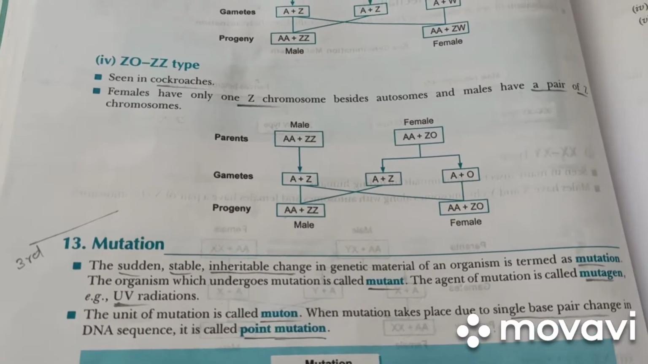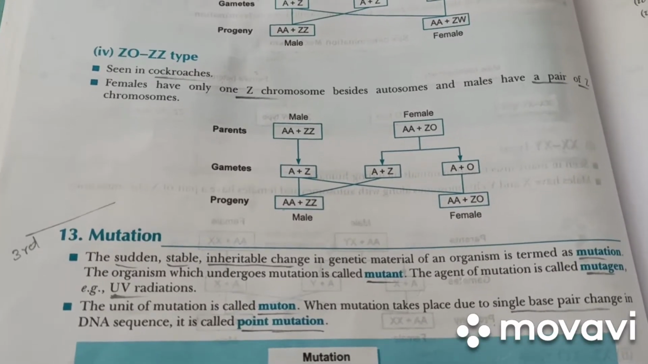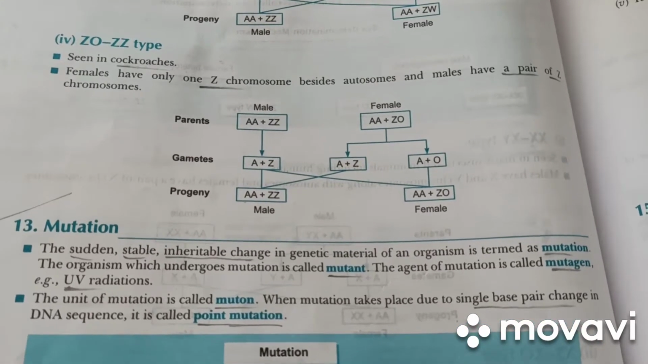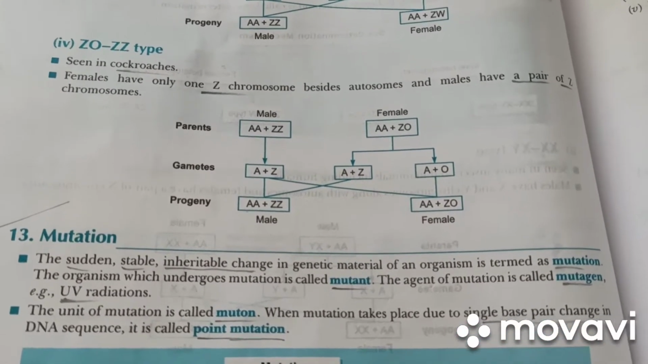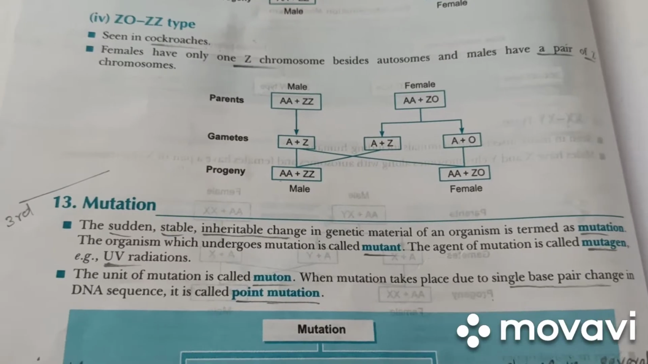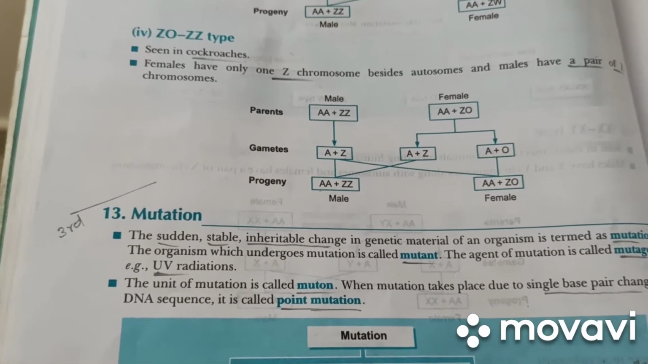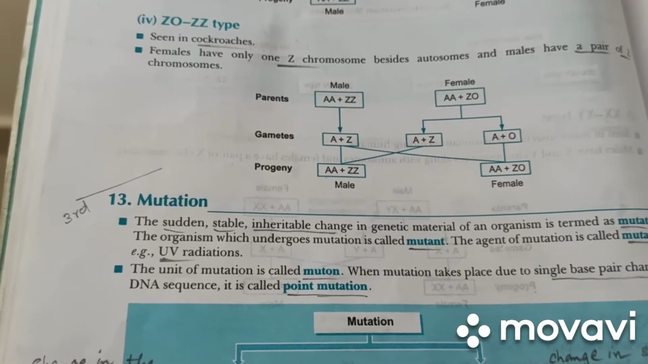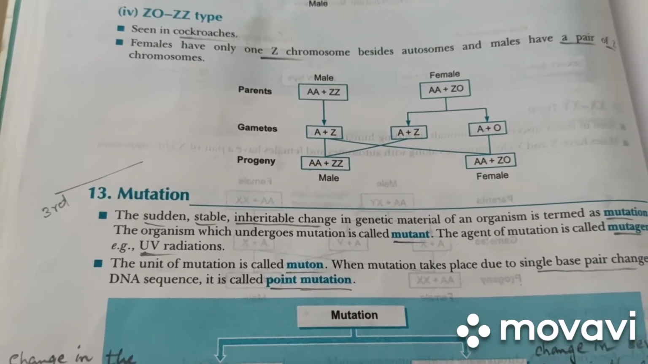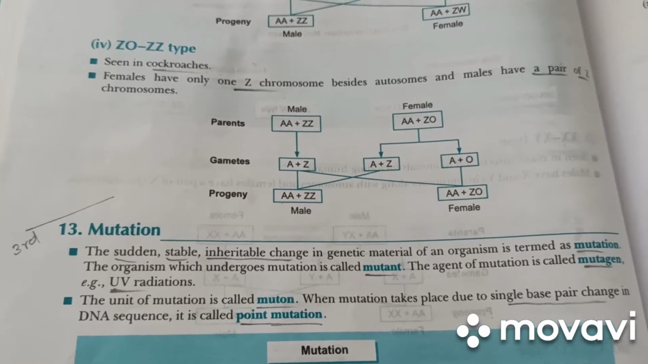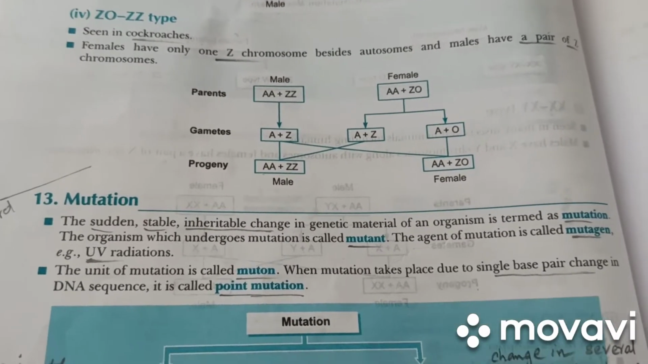Then second point is the organism which undergoes mutation is called mutant. So who is mutant? The organism which undergoes mutation is called mutant. The agent of mutation is called mutagen. There are some agents for mutation, they are called mutagens. Maybe UV radiations, ultraviolet radiations, or gamma rays, or sometimes bromine. It's a chemical. Because of some chemical also, mutations take place. So the agent of mutation is called mutagen.